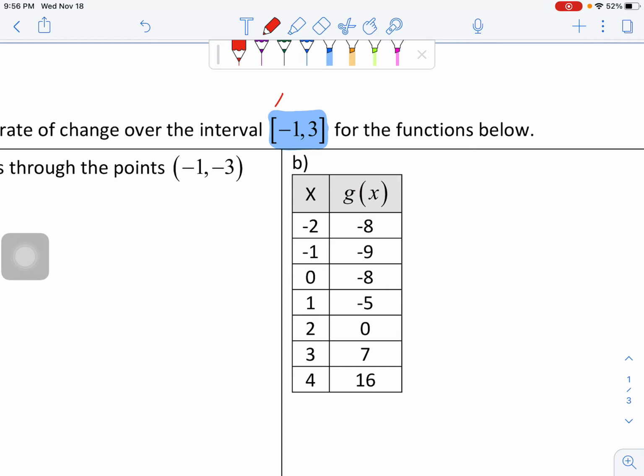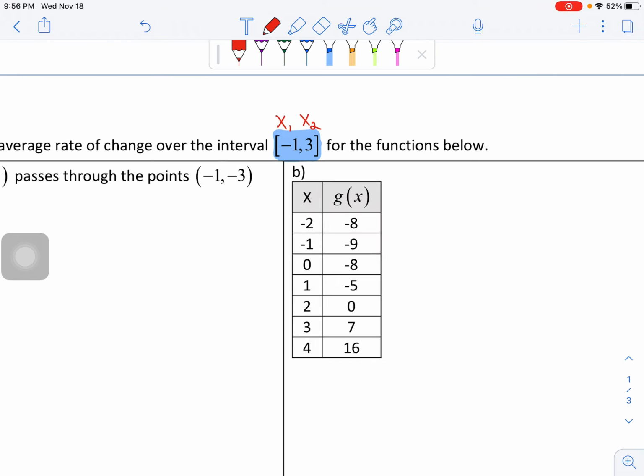So in this video, I'm going to continue looking at average rate of change for problem number 2. I'm going to zoom in. I've changed the interval in this problem, all right? Depending on the problem, that determines what interval we're going to get. So in this one, we've got the interval -1 to 3. So -1 is our first x, and 3 is our second x.